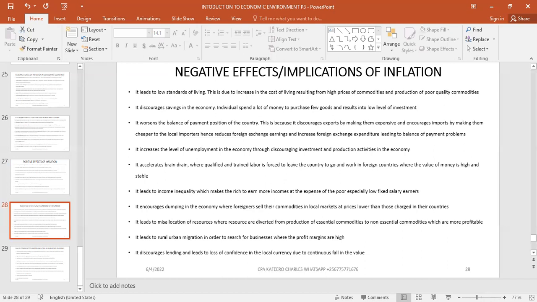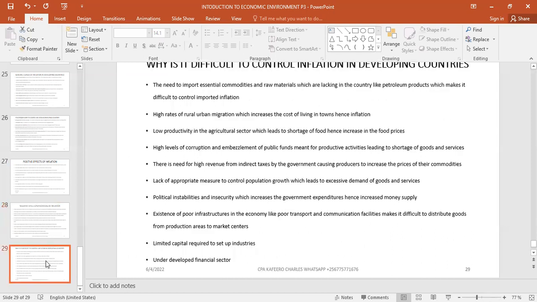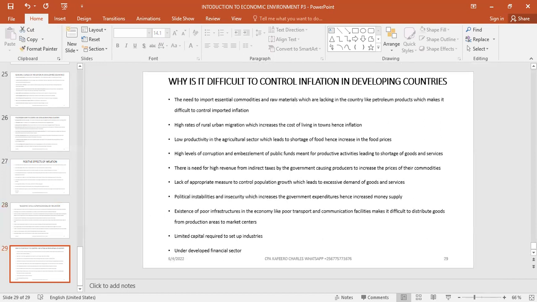Then this is going to be the last slide. We're going to be talking about why it is hard to control inflation in developing countries. What makes it hard for inflation to be controlled in developing countries?